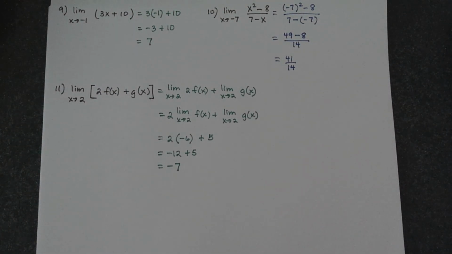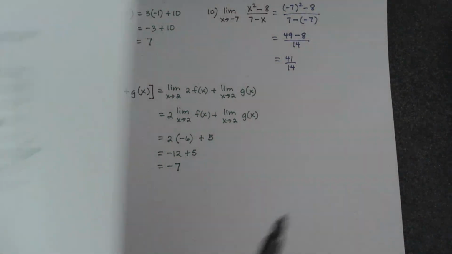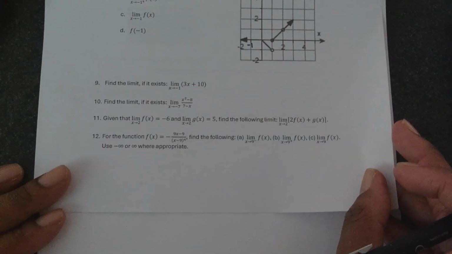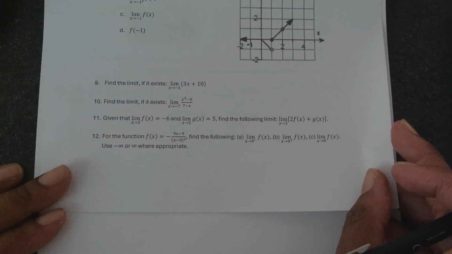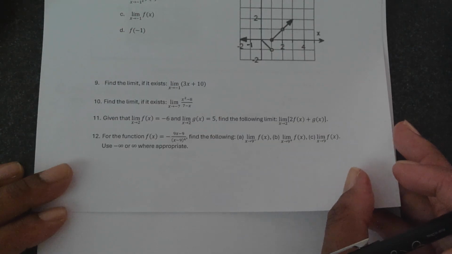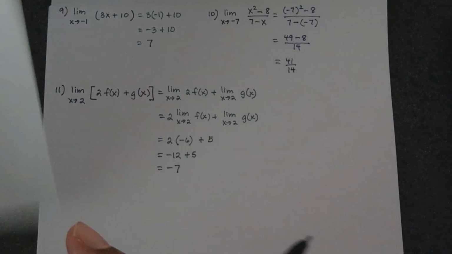All right. Questions on number 11. All right, problem number 12. Here we have the function f of x is equal to negative 9x minus 9 divided by x minus 9, and that quantity is to the 4th power. So here we're going to find the following limits.